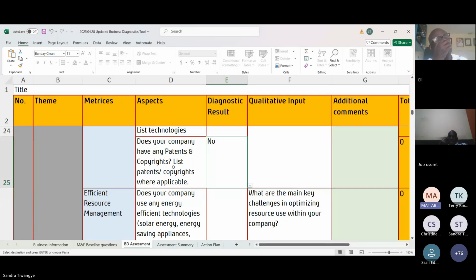What was the next? Copyright. A copyright is also kind of similar to a patent. It's a legal right that gives you exclusive rights to produce, sell, or use a service.